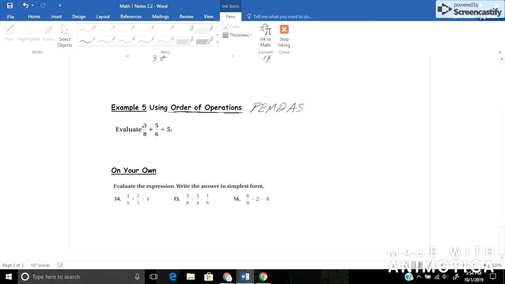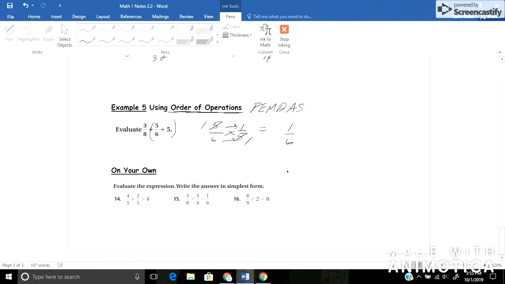A bunch of people might at first want to add these two together. Remember, we have to divide first before we can add. So I'll take 5/6 divided by 5 first. Keep, flip, flop. The inverse of 5/1 would be 1/5. Multiplying across, well, let's simplify first. 5 and 5, divide each by 5, will give me a total of 1/6.